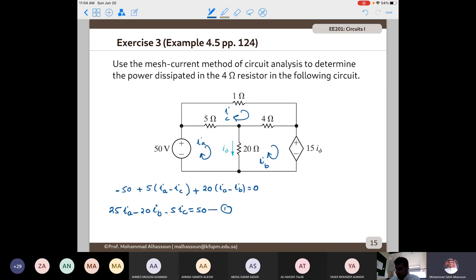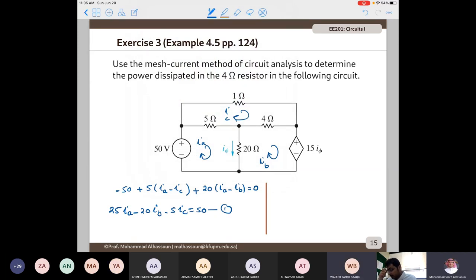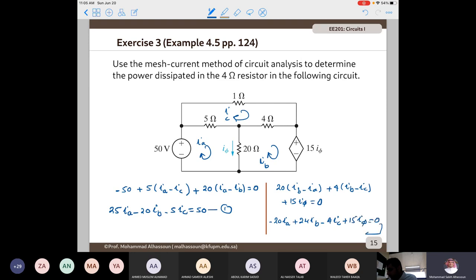This is the first equation. The second equation: 20 multiplied by IB minus IA, plus 4 multiplied by IB minus IC, plus 15 IV, plus 15 IB equals 0. If I simplify it, I end up with minus 20 IA plus 24 IB minus 4 IC plus 15 IV equals 0, and this is the second equation.